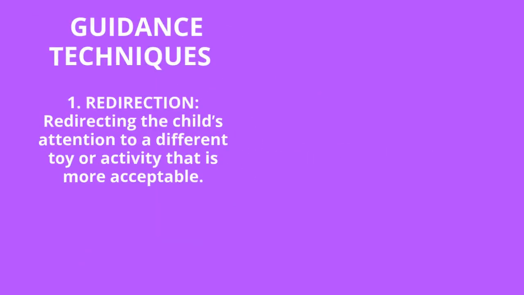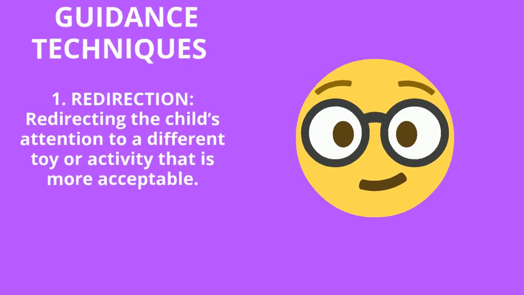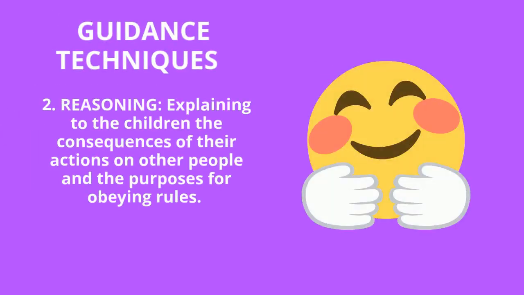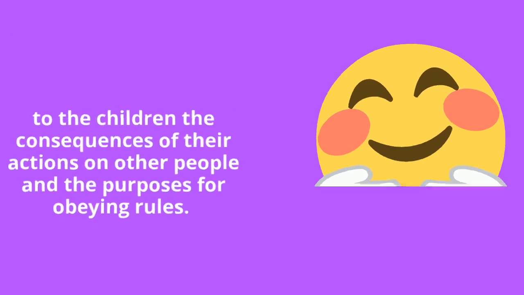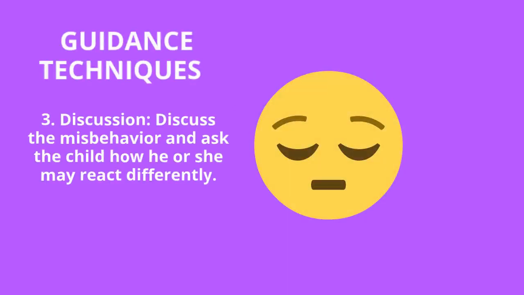Redirection. Redirecting the child's attention to a different toy or activity that is more acceptable. Reasoning. Explain to the children the consequences of their actions on other people and the purposes for obeying the rules. Discussion. Discuss the misbehavior and ask the child how he or she may react differently.